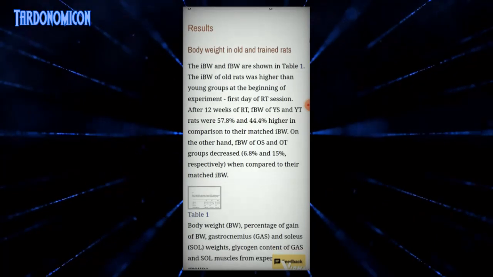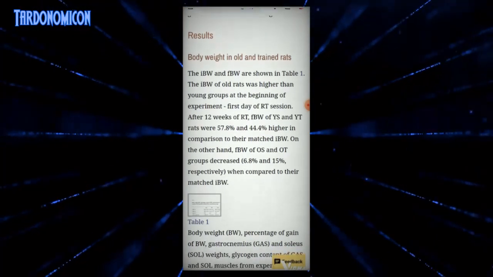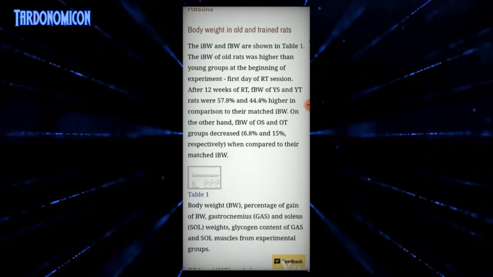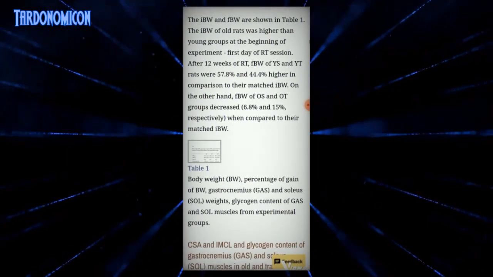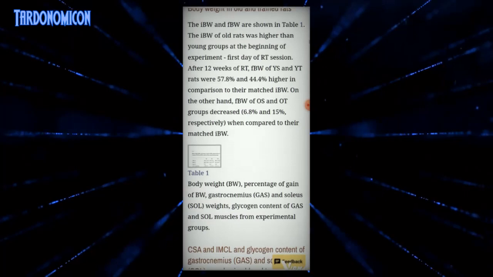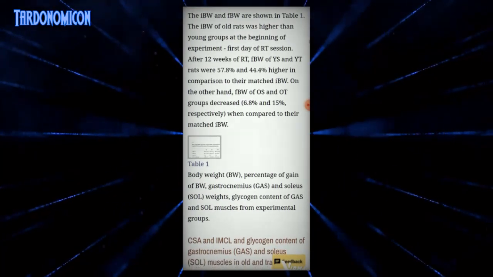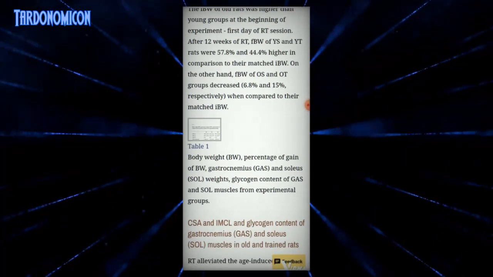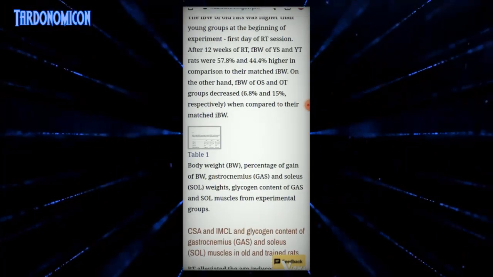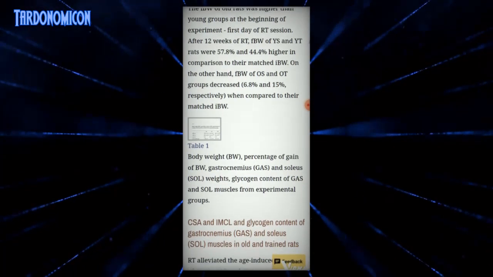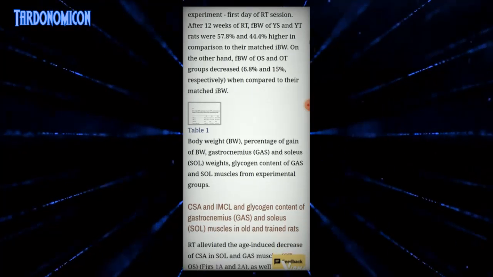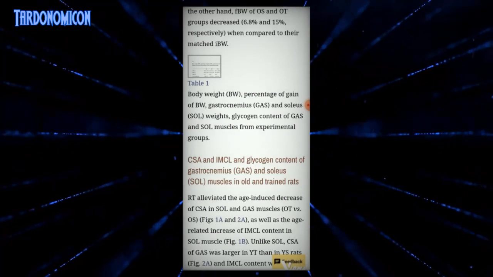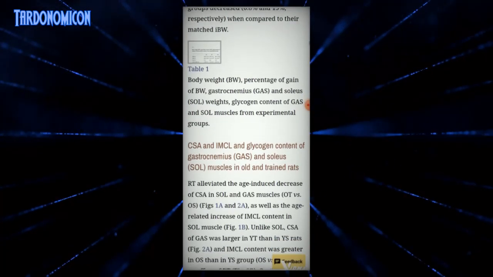Body weight in old and trained mice. Okay, the body weight of old trained mice was higher than young groups in the beginning of the experiment. Okay, so after 12 weeks of resistance training, the rats were 57.8% and 44.4% higher in comparison to their matched non-trained, untrained mice. Body weight percentage of gain.